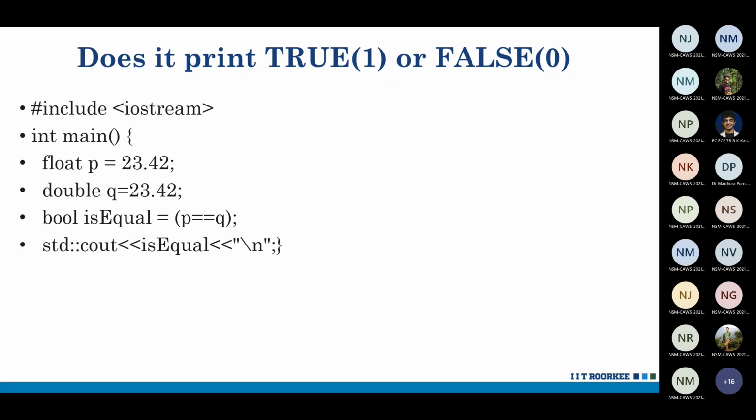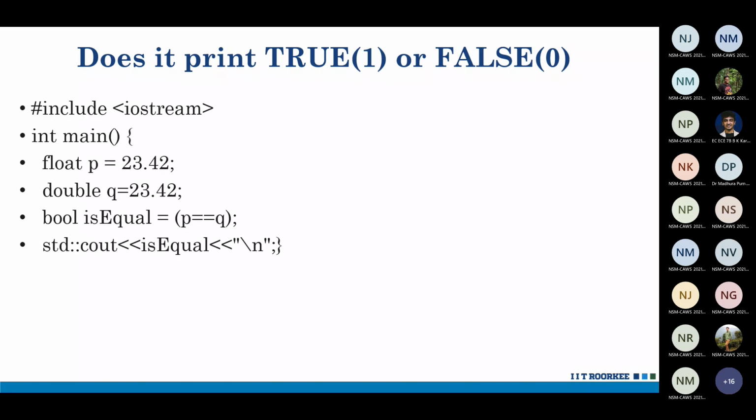So when we do p is equal to q, the float will be typecasted to double, but the float stored in p won't be 23.42. It will be some approximate of 23.42, right? That will be typecasted to double. So that won't be the same as the 23.42 stored directly in double.